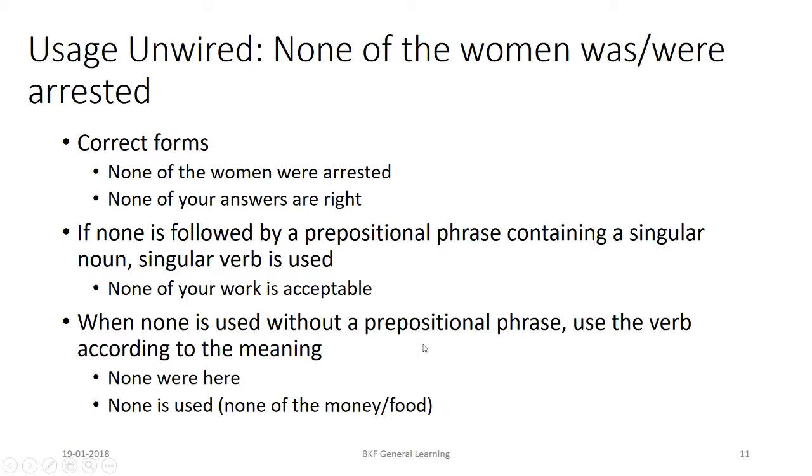When none is used without a prepositional phrase, use the verb according to the meaning. So you can say none were here if you are going to say none of them were here. Or you can also say none is used if you mean to say none of the money or none of the food is used.